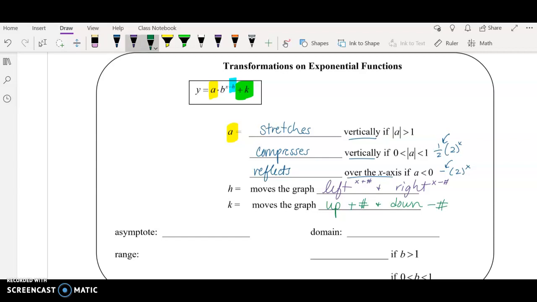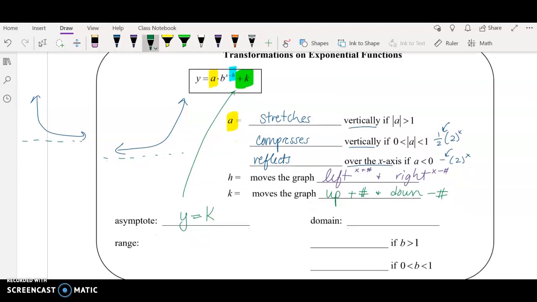All of these graphs are going to have asymptotes because your graph is either going to be a growth function or a decay function, but they're all going to have horizontal asymptotes. Since it's a horizontal asymptote, it's always going to be y equals a number. And the number it's going to correspond with is your k value. It's your vertical shift up and down. So whatever you're moving up and down, you're going to write y equals that number, and that's your asymptote.